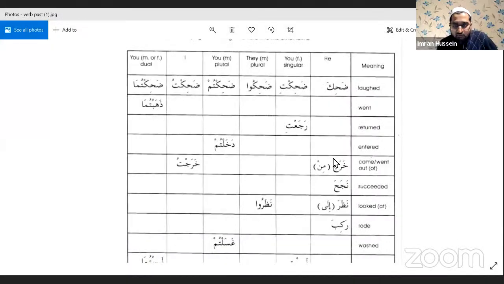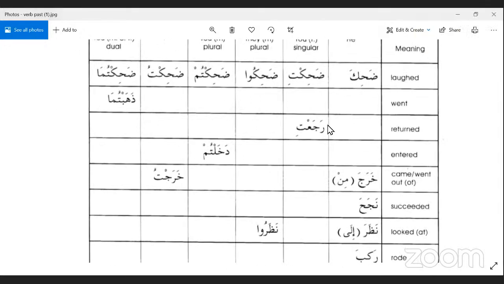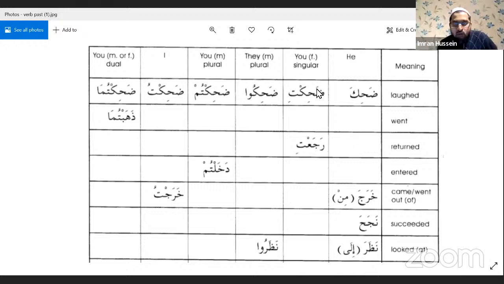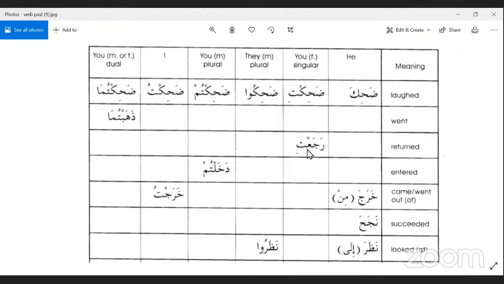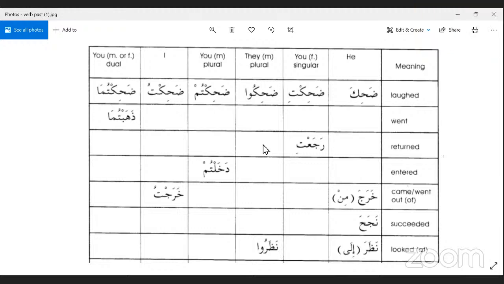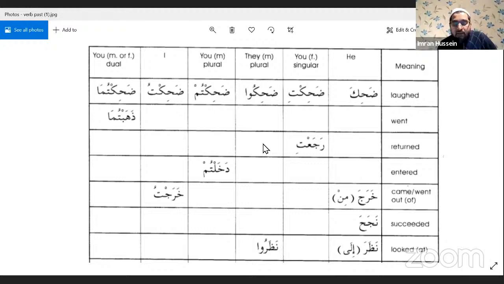Sister Parveen, I'm going to give you the verb raja'a. So raja'a means he returned, he returns. Bismillahirrahmanirrahim. Raja'a, he returns. Then you need to make you, one female, returned. How would you say that? Raja'ati. Excellent. Then they all, the two male. Raja'atu. No. They all boys returned. Raja'ata.